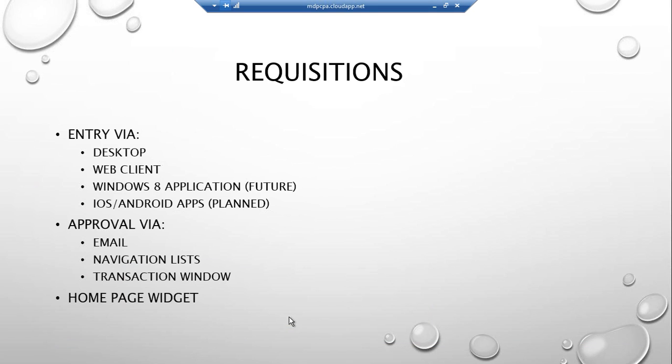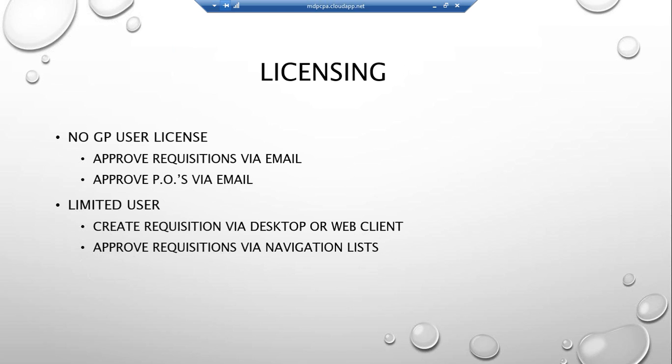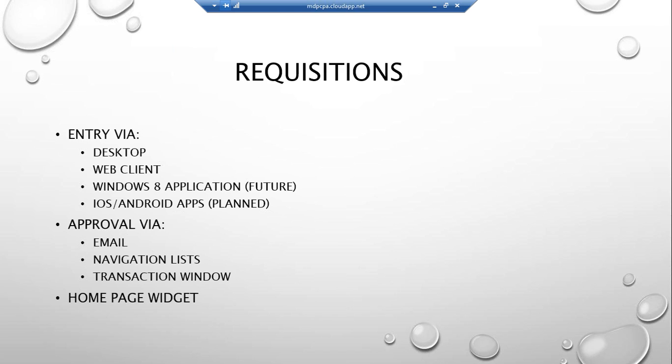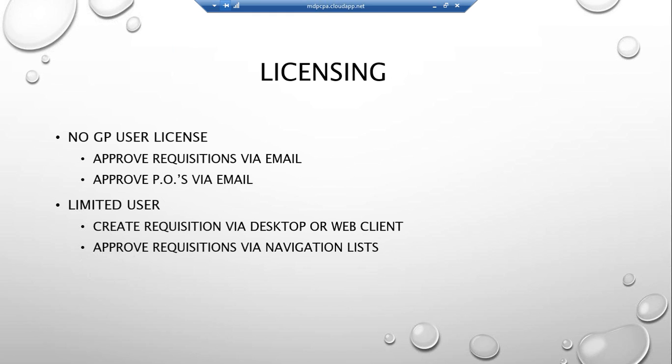All right, let's kind of go back here. So that's kind of the walkthrough of the life cycle of what a requisition would look like. So let's talk about some specifics now. From a licensing standpoint, you do not need a GP user license at all to approve requisitions via email. So if the email where I showed and you check the box and clicked approve, no GP license is required at all. We're showing off requisitions, but you can also do email approvals of POs.